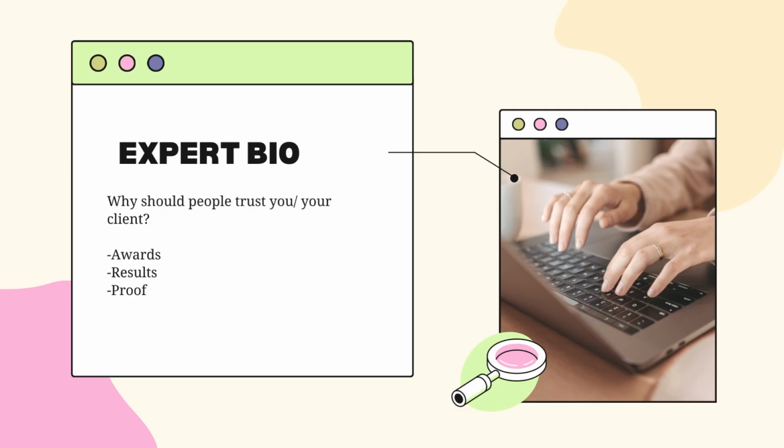Now, another section you want to include is the expert bio. So you want to talk up your clients, why people should trust your clients. You want to talk about any awards, accolades, clout, results, proof that they know what they're doing. This doesn't need to be a huge section in the sales page. It can be one or two paragraphs.